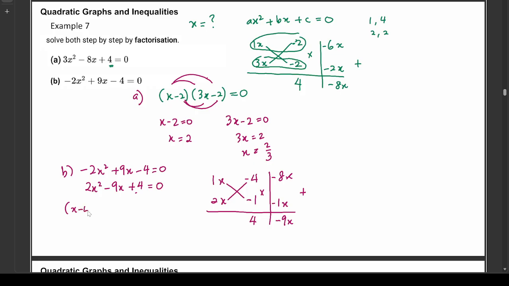In factorized form it is x minus 4 times 2x minus 1 equals 0, right? And to get x, first bracket equals 0, x equals 4, then second bracket equals 0, x equals 1 over 2. These are my two answers. So factorization is more like you need to try, like trial and error, okay, to get the correct factors so that you can solve for x.